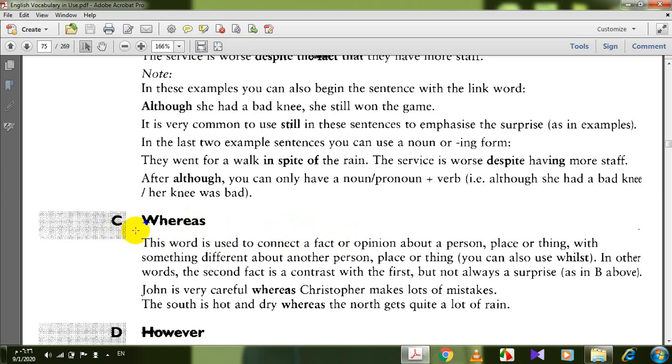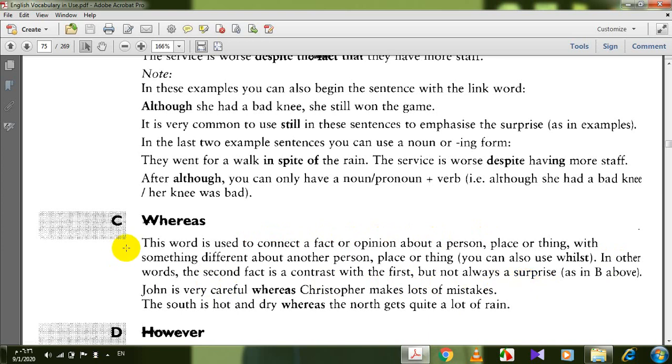Ahmed is very happy because he's rich, whereas Rami is miserable. Rami likes tea, whereas his younger brother Khalid likes coffee. So different things, contrast. In other words, the second fact is a contrast with the first, but not always a surprise. It is not always a surprise.